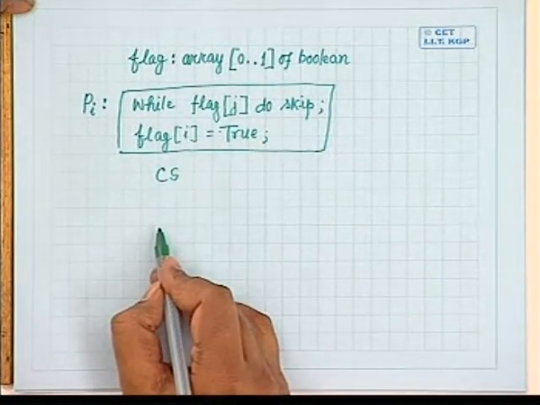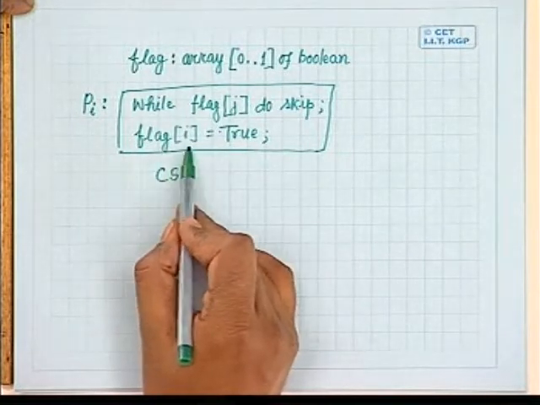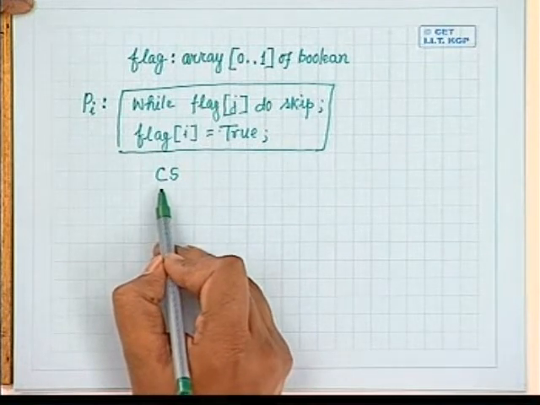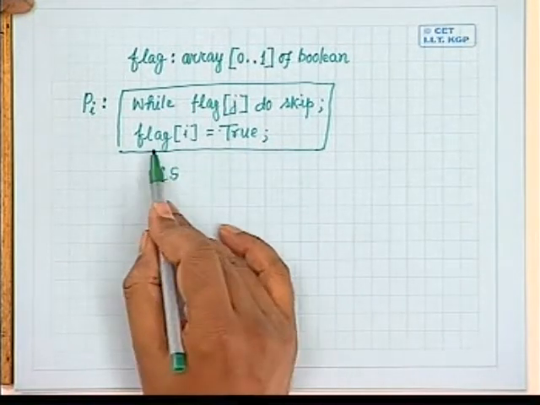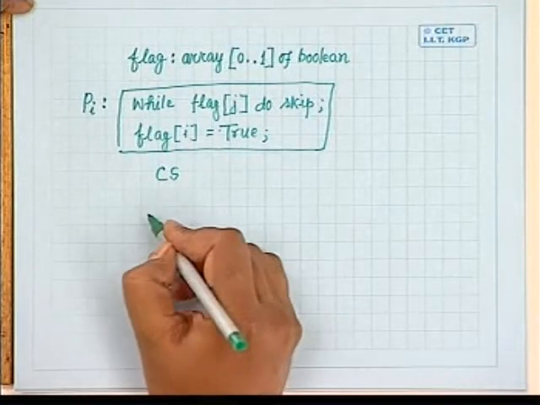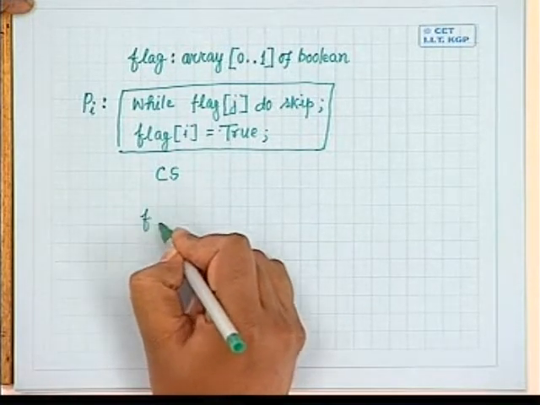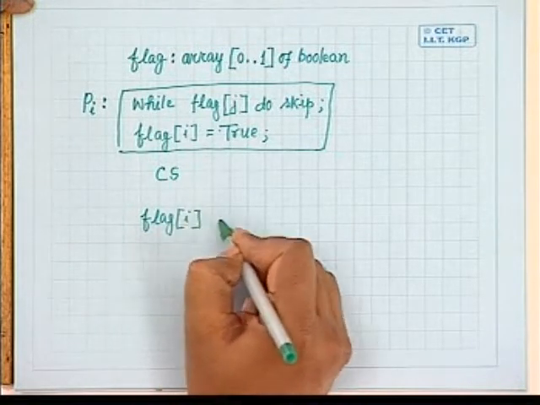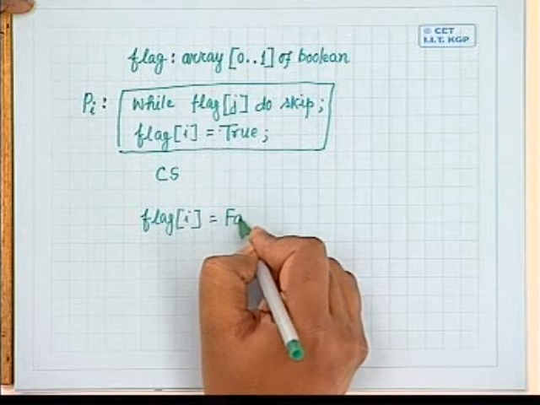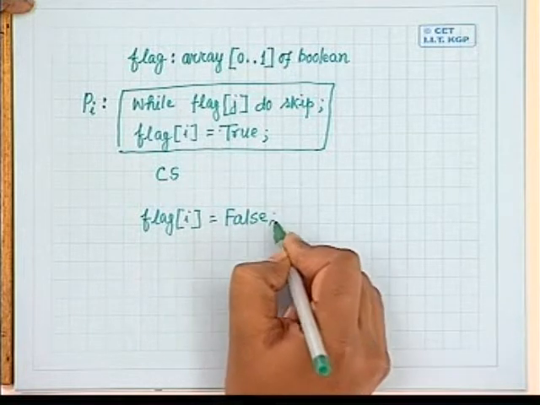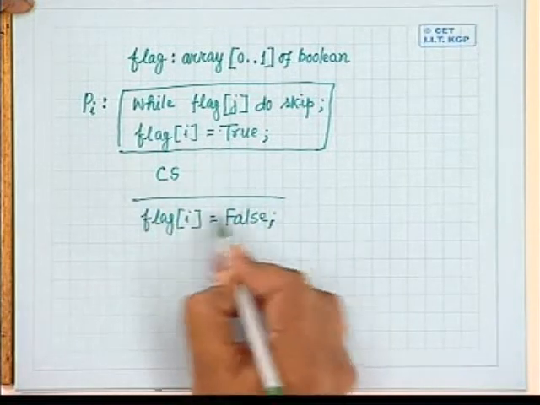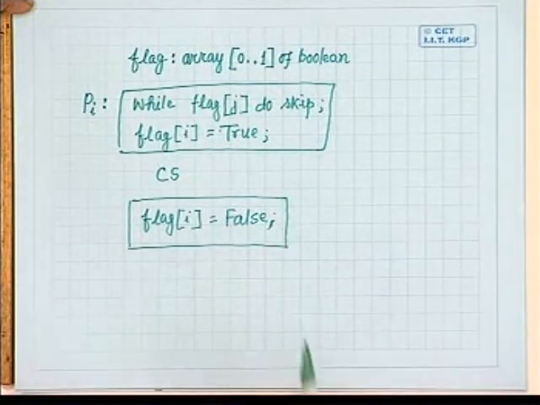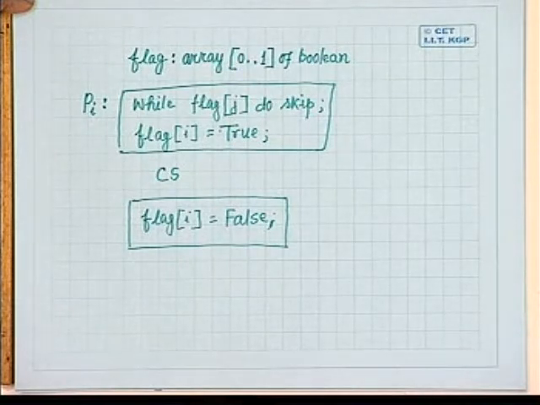Similarly, in the exit section, process Pi has set flag i equal to true, indicating that process Pi is now executing in the critical section. While coming out, it should set flag i equal to false. So in the exit section, we have flag i equal to false. This is the second simple solution that can come to mind, right?